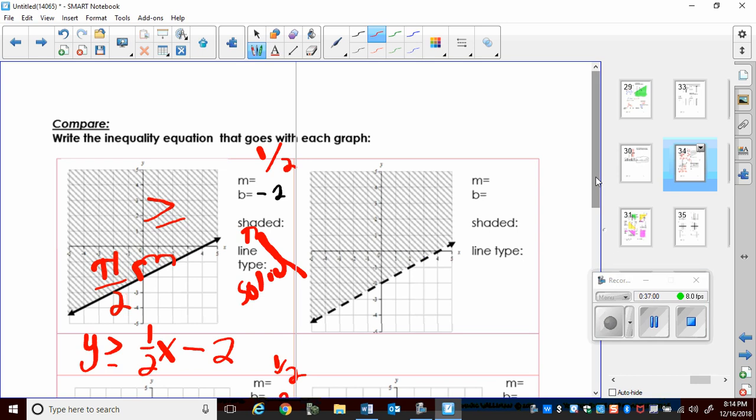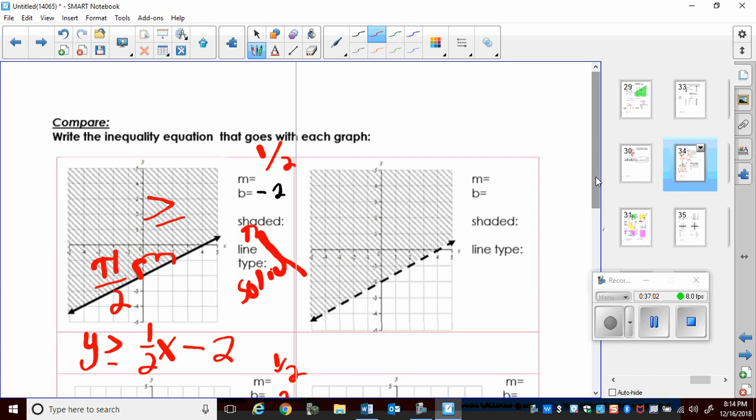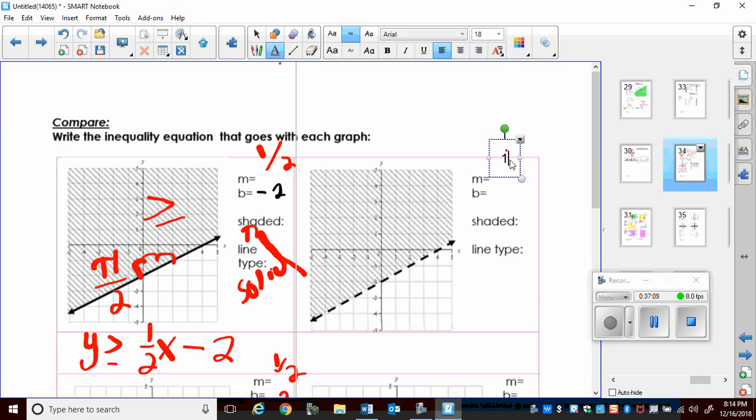For the next one, the last two, same thing. My slope is 1/2. My y-intercept is -2. The shading here is above, so it's greater than. So y is greater than. And the line type is dashed, so there's no equal to.